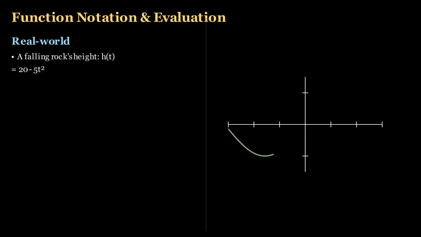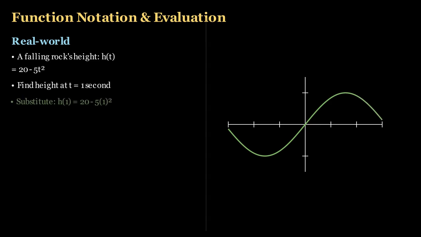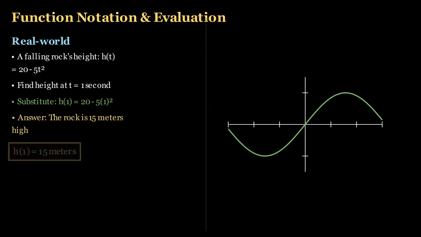This means we replace t with 1 in the formula. We get 20 minus 5 times 1 squared. 1 squared is 1, times 5 is 5. 20 minus 5 is 15. So the rock is 15 meters above the ground at the 1 second mark. The same method works for any time, just plug it in and simplify.